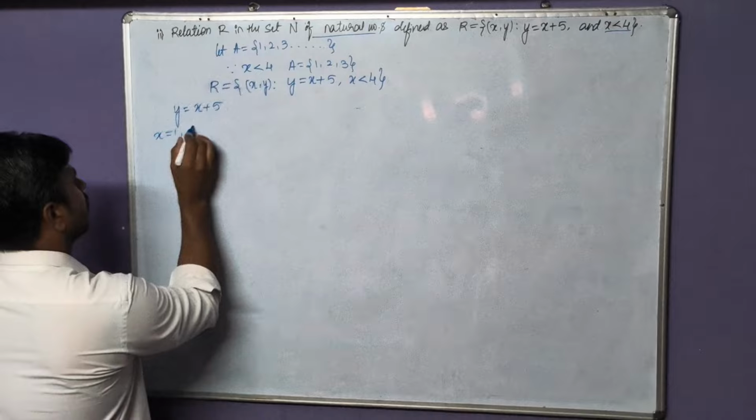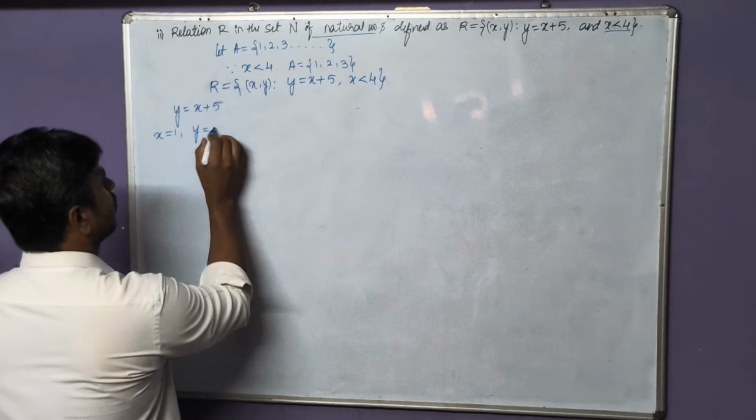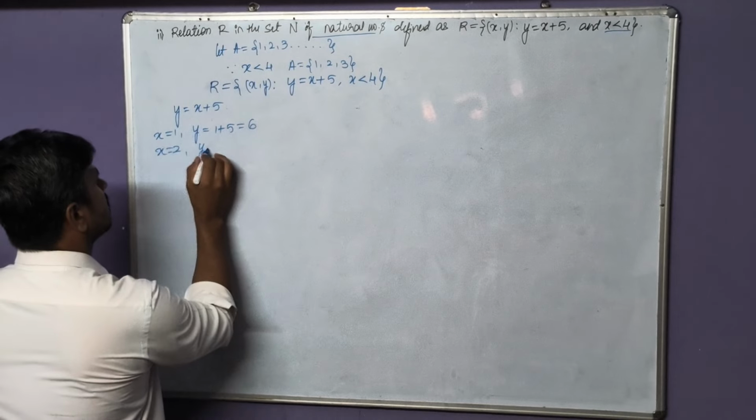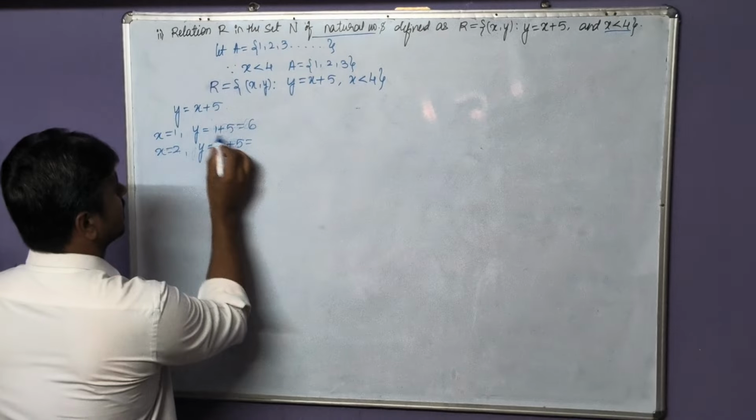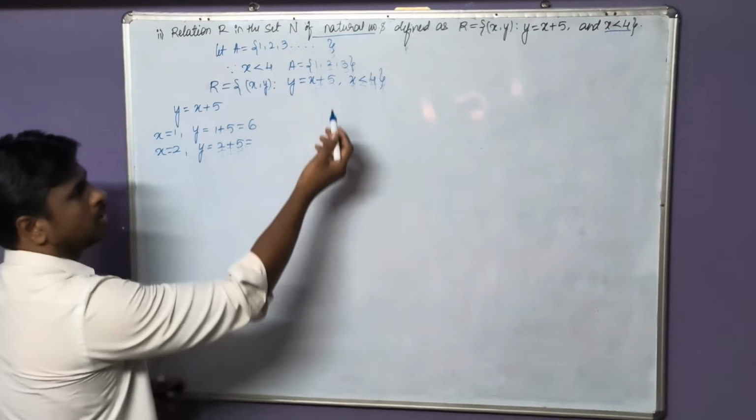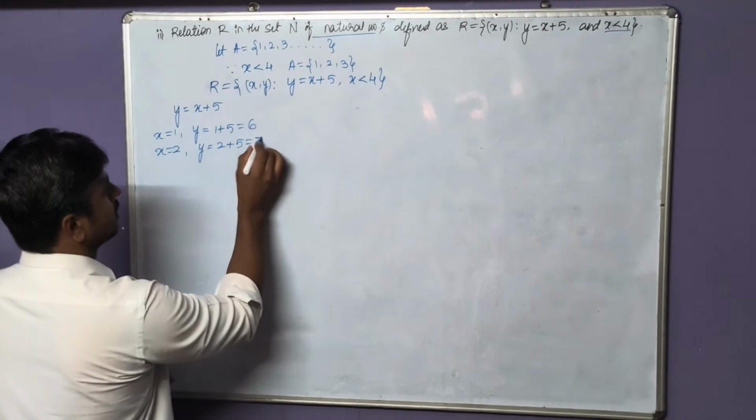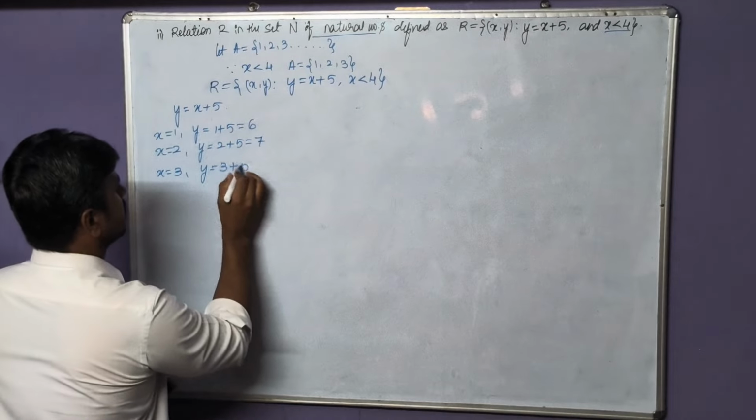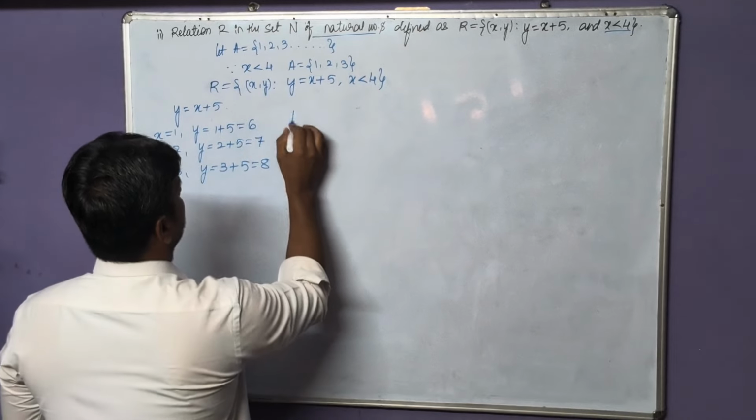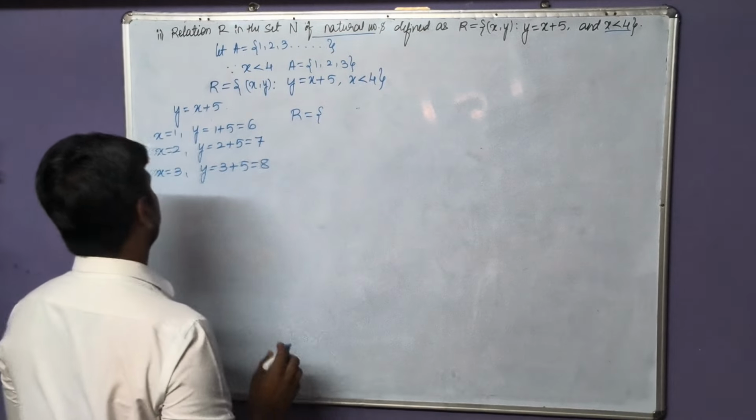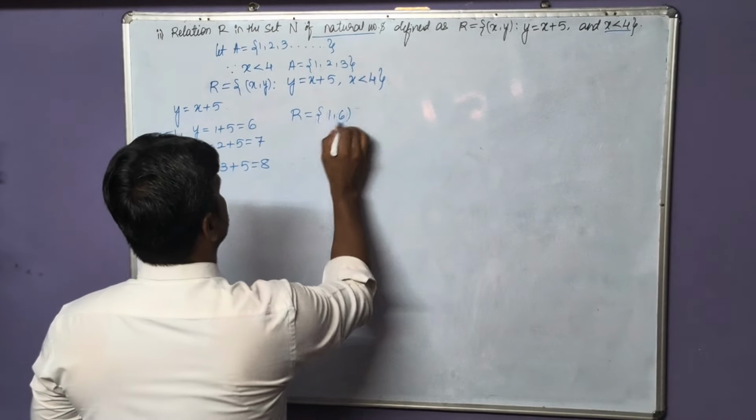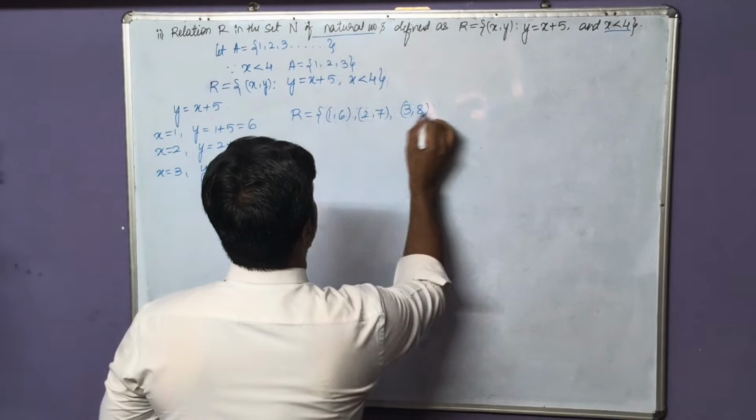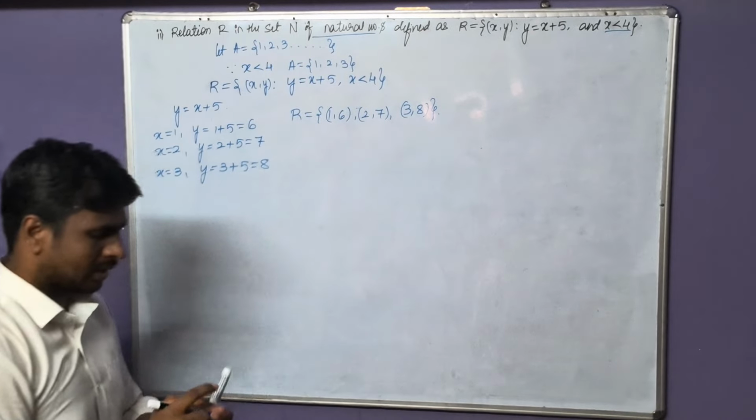When x is equal to 1, what is the value of y? Y will be equal to 1 plus 5, which is 6. When x is equal to 2, y is equal to 2 plus 5. I am just replacing the value of x by giving the input as 1, 2, 3. That's it, nothing else. 2 plus 5 is 7. When x is equal to 3, the value of y will become 3 plus 5, which is equal to 8. So from this, we can write the set of ordered pairs of relation R as (1, 6), (2, 7) and (3, 8).